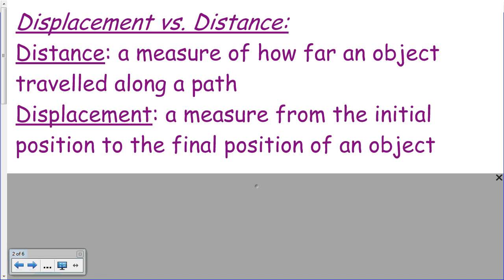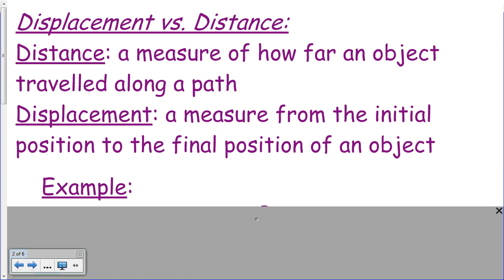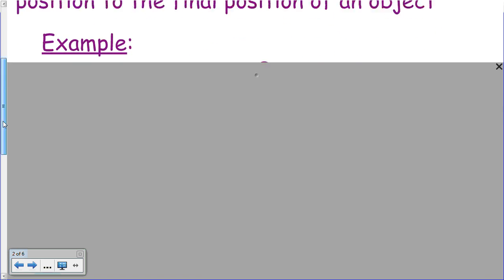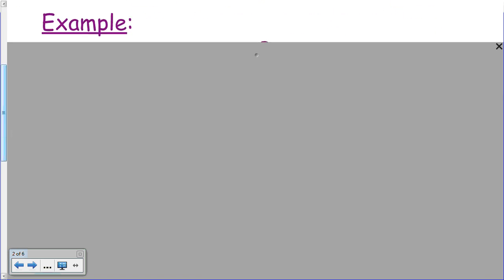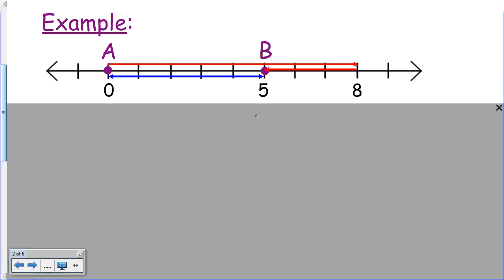Let's take a look at an example to kind of help illustrate that here. Our example is just going to use the number line to help us see this, but you could obviously represent this several ways. Let's suppose that point A is at 0 on the number line, point B is at 5 on the number line. And let's suppose that the path that we're going to take to get from point A to point B is the red line that you see there, the red arrows.